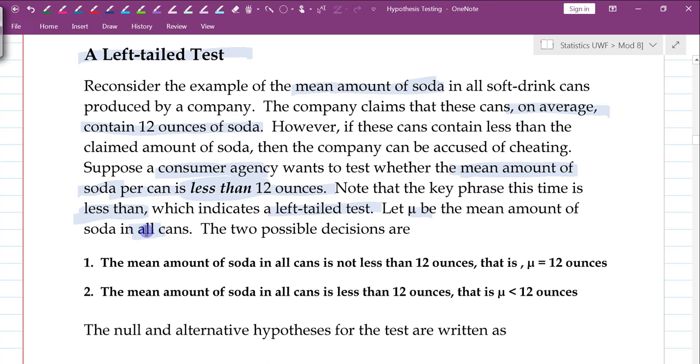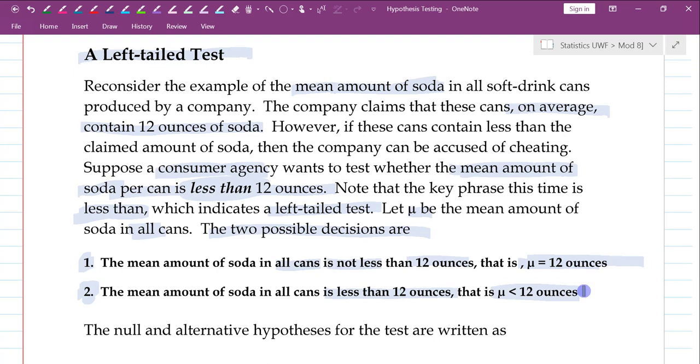So we have two possible decisions in this situation. The first one is the mean amount of soda in all cans is not less than 12 ounces, and that is that mu really equals 12 ounces of soda in each can. The second option is that the mean amount of soda in all cans is less than 12 ounces. Thus, mu has really changed and is now less than 12 ounces. Those are the only two possibilities. Either our parameter mu is 12 ounces or more, or it is less, period. Those are the only two options.